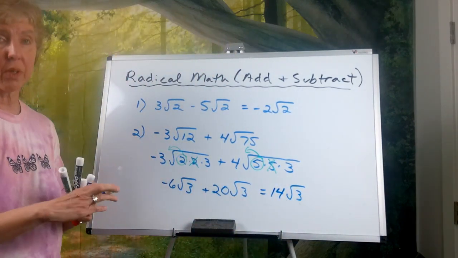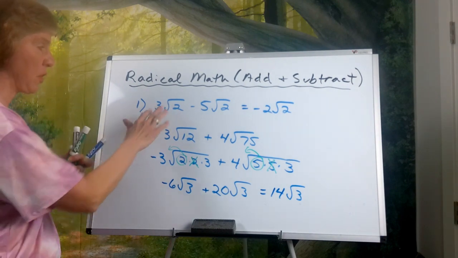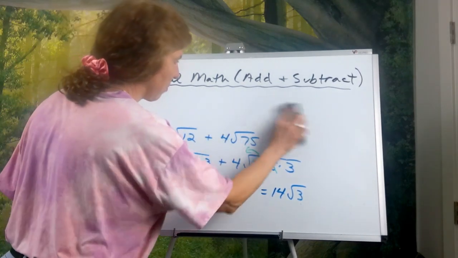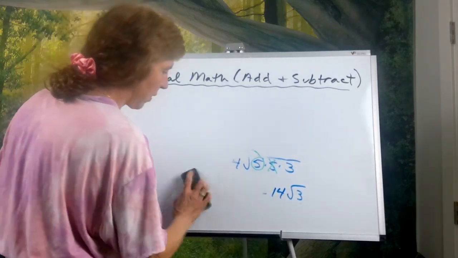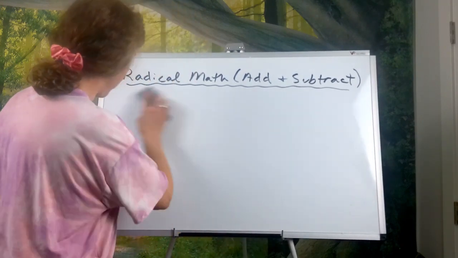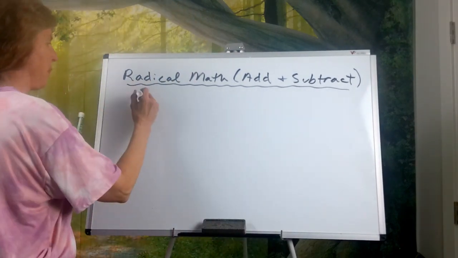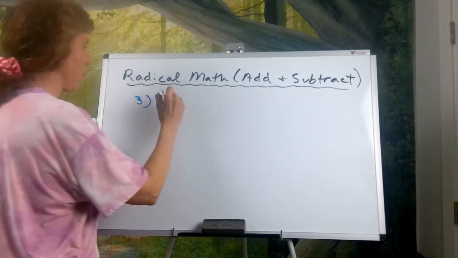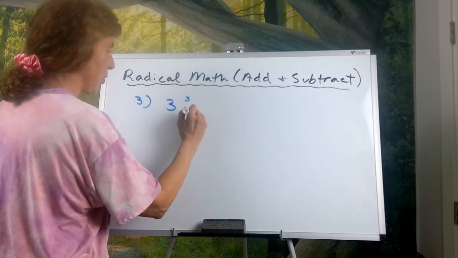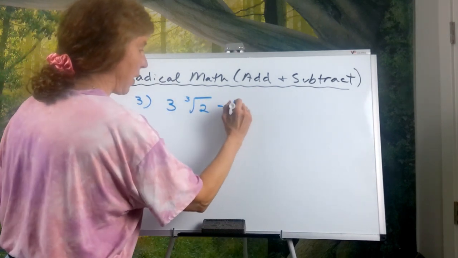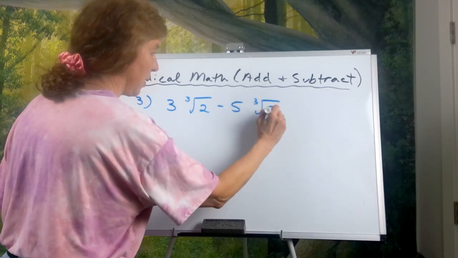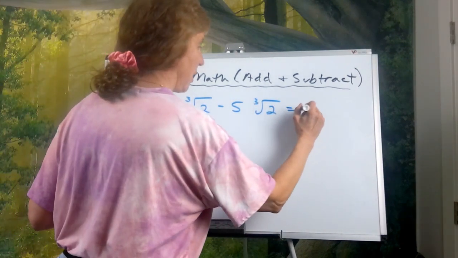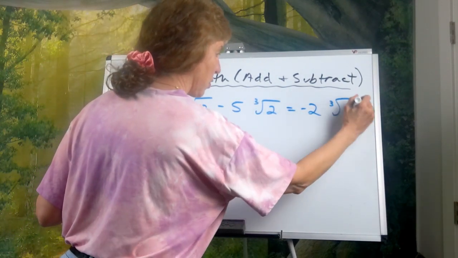Now this also works if they have the same jail, but it's high security jail. So for example, let's go back to the first example that I did, and instead of having square roots, we'll do cube roots. So if I had 3 cube root 2 minus 5 cube root 2, again, I'm counting cube root 2's. So if I have 3 minus 5, that'll be negative 2 cube root 2's.